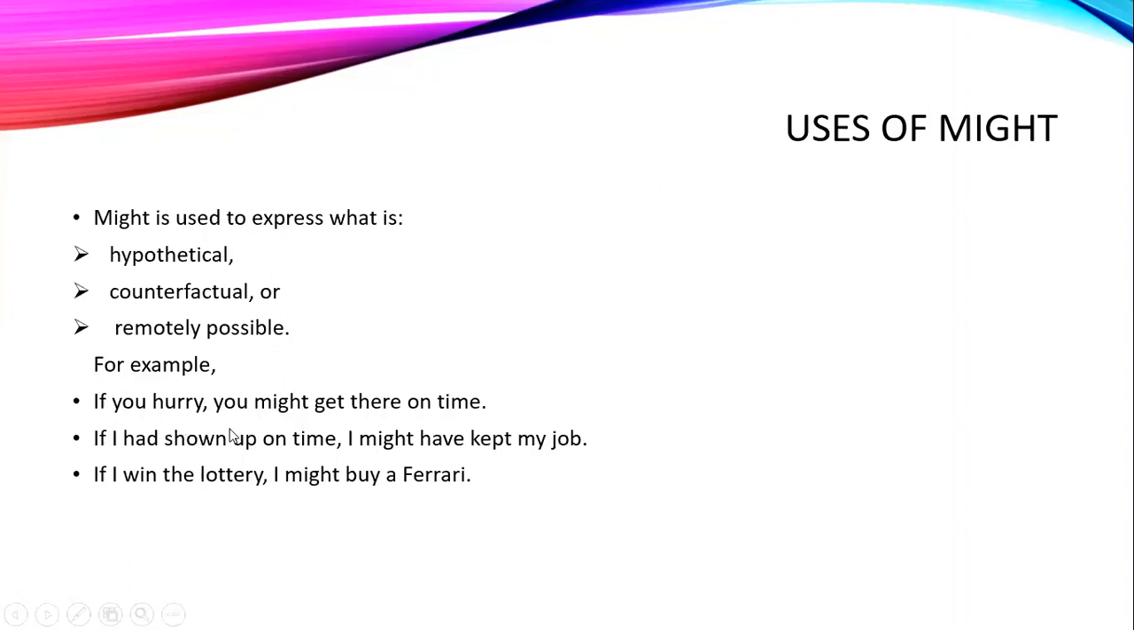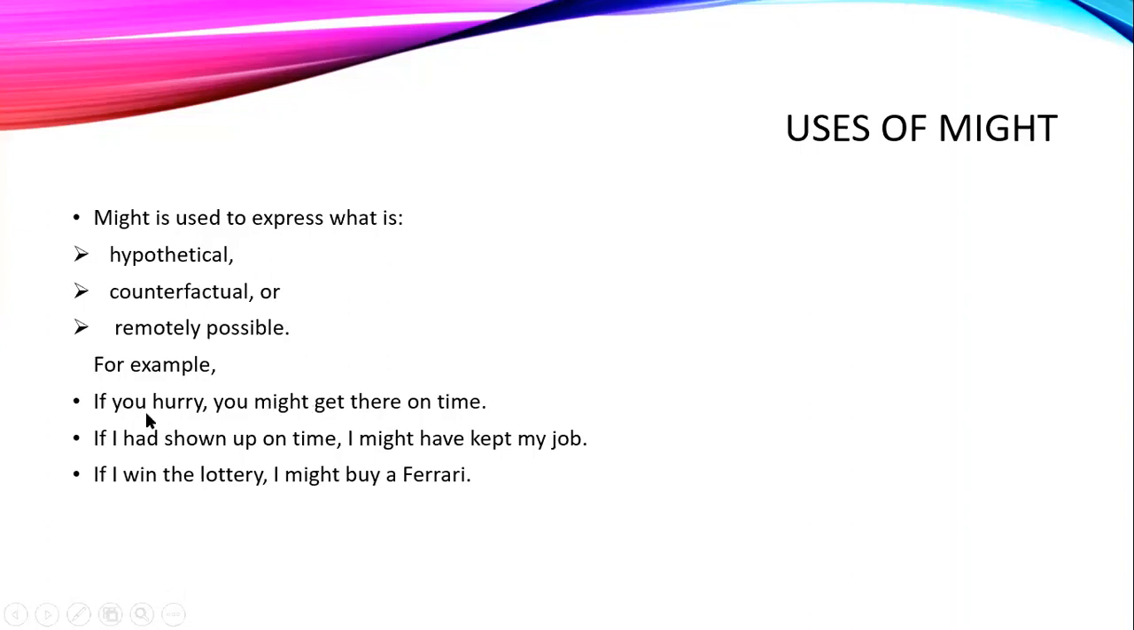Example, if you hurry, you might get there on time, but you are not hurrying. Okay? You might get there on time. Sorry. If you hurry, you might get there on time. So there is no guarantee that even if you hurry, you would reach there on time. There is a possibility, a rare possibility. That if you hurry, maybe you would reach on time, but this maybe is also among the very improbable ones. It is remotely possible.